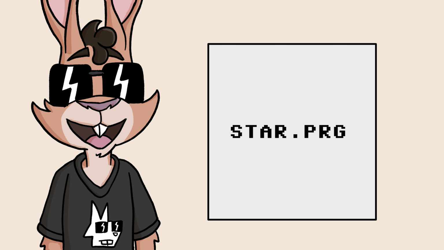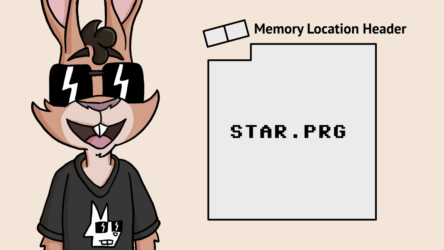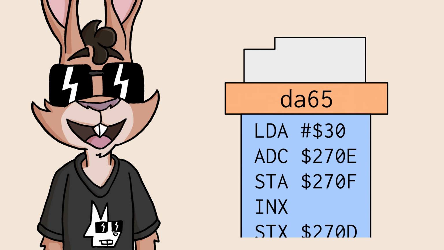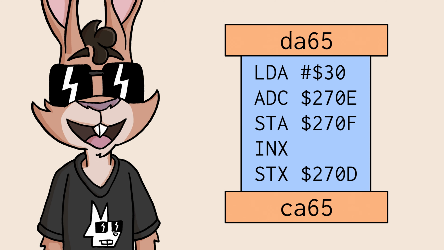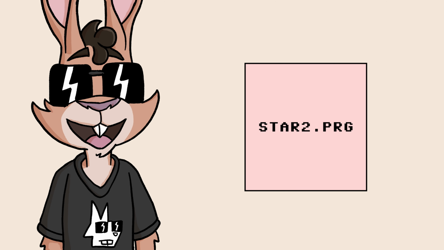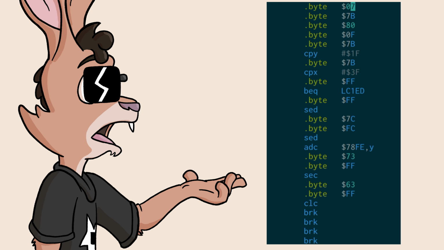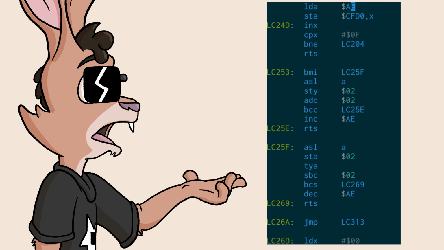For this, I took the star.prg file MLX2 created off of the virtual floppy I was using with VICE, stripped the 2-byte memory location header, decompiled the code using DA65, and eventually recompiled it with CA65. The GitHub project has all the files and build scripts I used. Let's decompile it, and there's a lot of code in here.